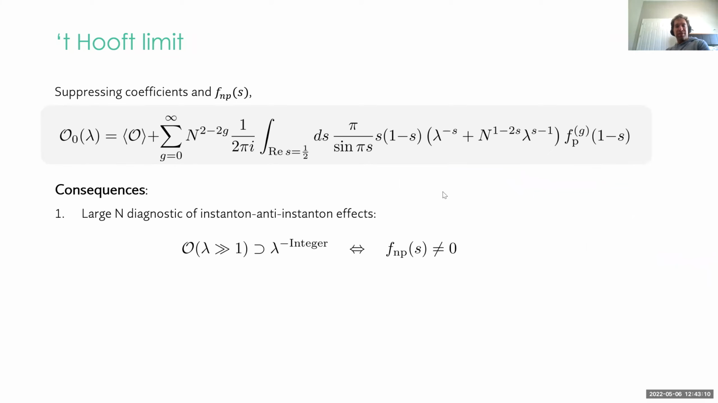So the first thing we learn is that there's a large N diagnostic of instanton anti-instanton effects. That is to say, when this FNP function must be there. If you have an integer power of 1/lambda at strong coupling, well, that couldn't have come from this for the reason I just explained. So this function must be responsible for that.